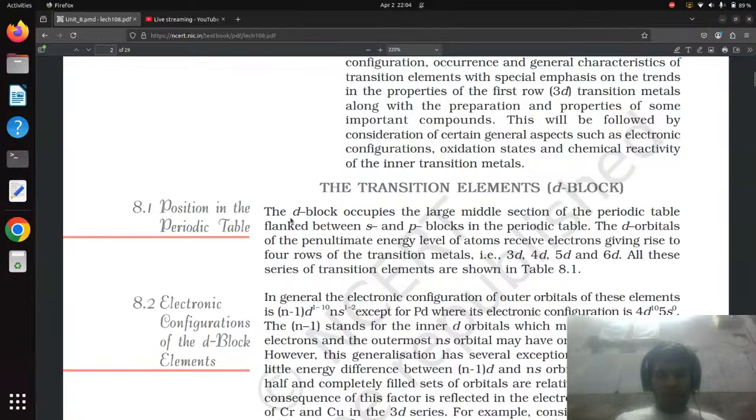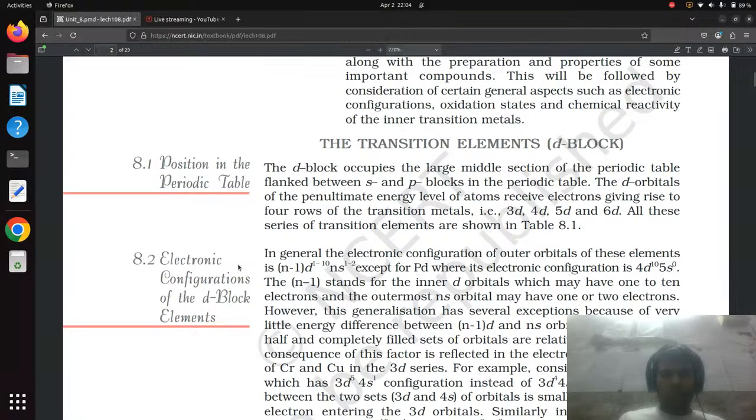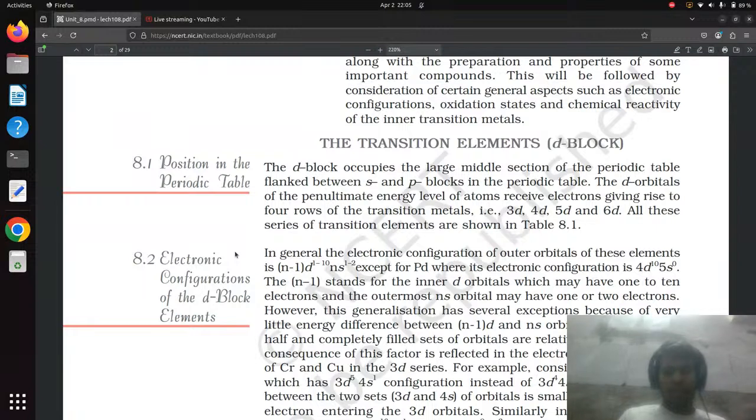The d block occupies the large middle section of the periodic table, flanked between the s and p blocks. The d orbitals of the penultimate energy level of atoms receive electrons, giving rise to four rows of transition metals, that is 3d, 4d, 5d, and 6d. All these series of transition metals are shown in the table. In general, the electronic configuration of outer shell orbitals of these elements is (n-1)d1 to 10 ns1 to 2, except for palladium, where its electronic configuration is 4d10 5s0.